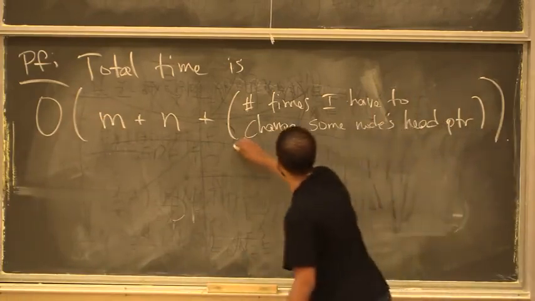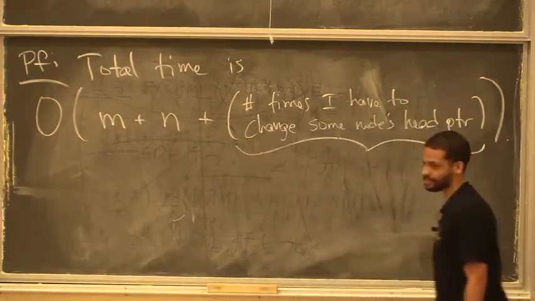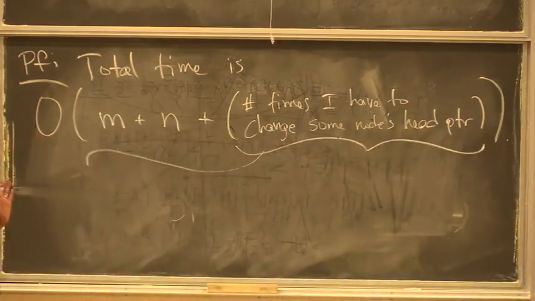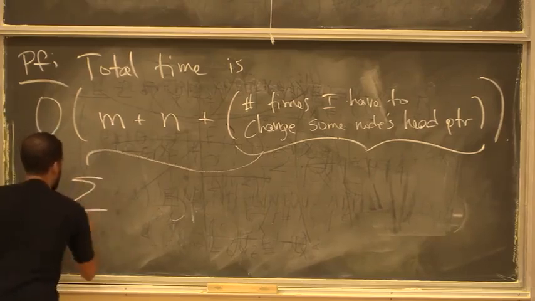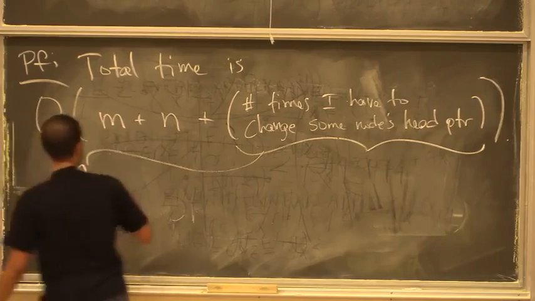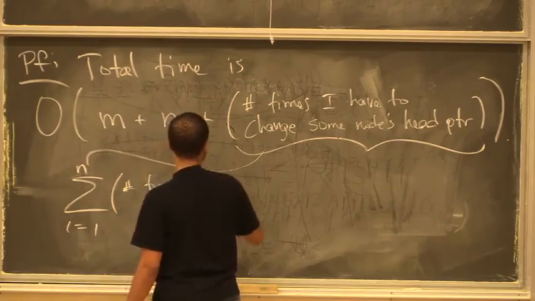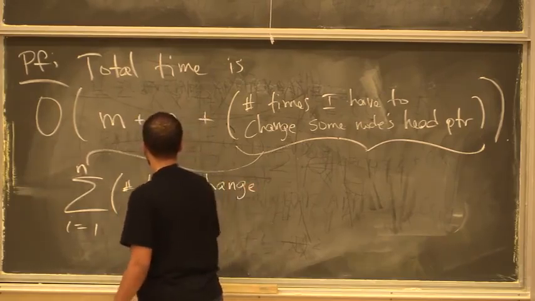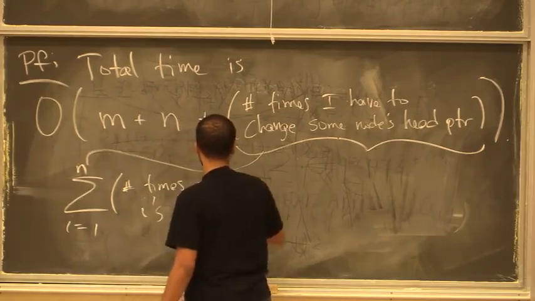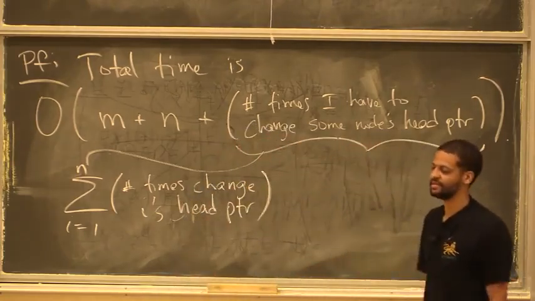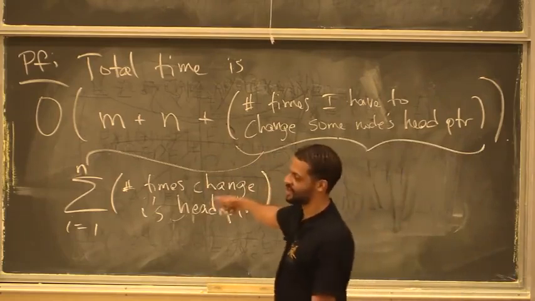So let's zoom in on this thing. Let's just do some accounting and break it up into summing over whose head pointer I changed. So this is the sum over all i from 1 to n of the number of times we changed i's head pointer. Every time we change a head pointer, we're changing someone's head pointer. So that change is getting counted for some i here.